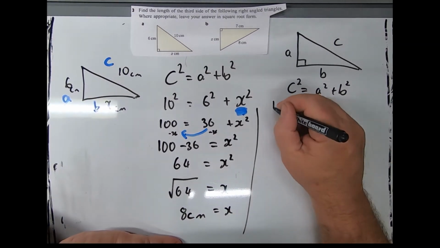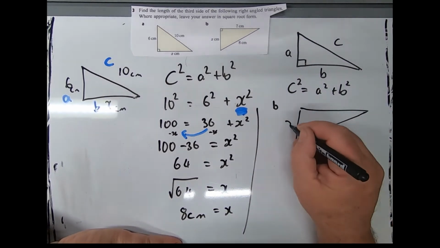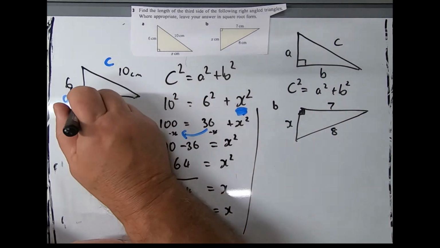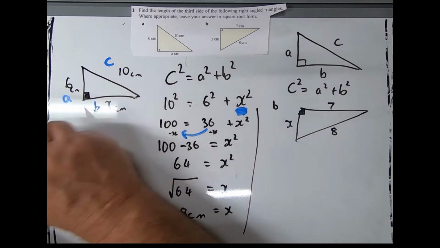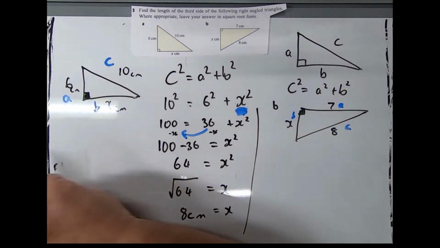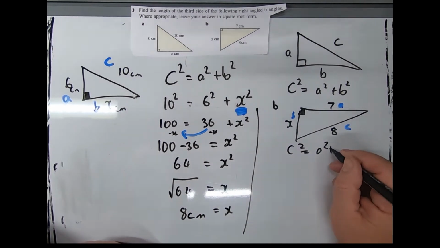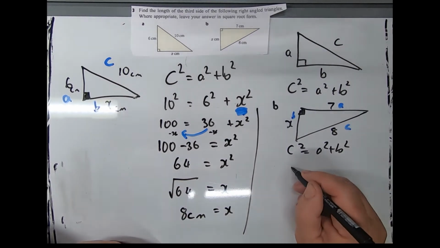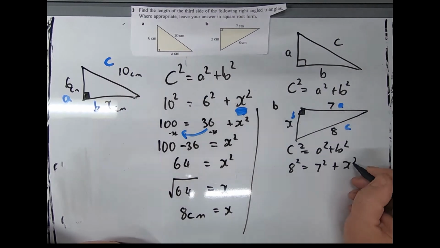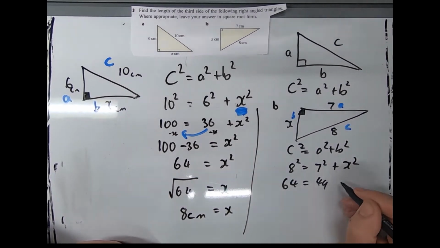Let's have a look at part B very quickly. I've got my diagram. X, 7, 8. I must remember to put the right angle in, just like I did here. I didn't forget, honest. C, A, B. C is always the long side for me. C squared equals A squared plus B squared. So 8 squared equals 7 squared plus x squared. 8 squared is 64, 7 squared is 49.